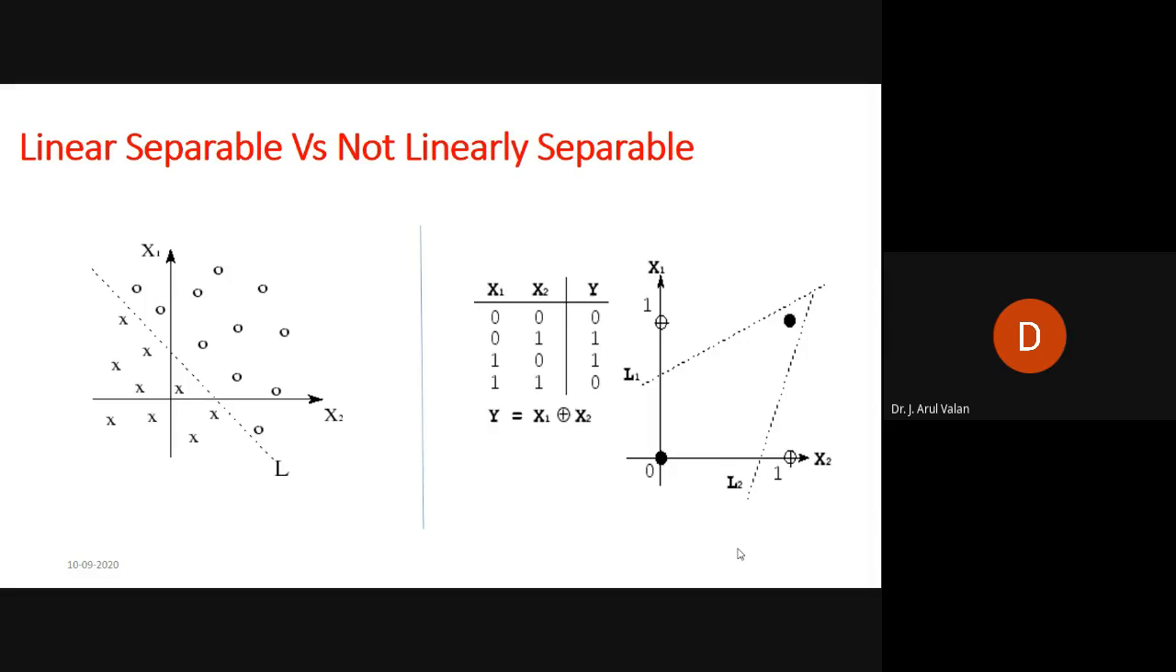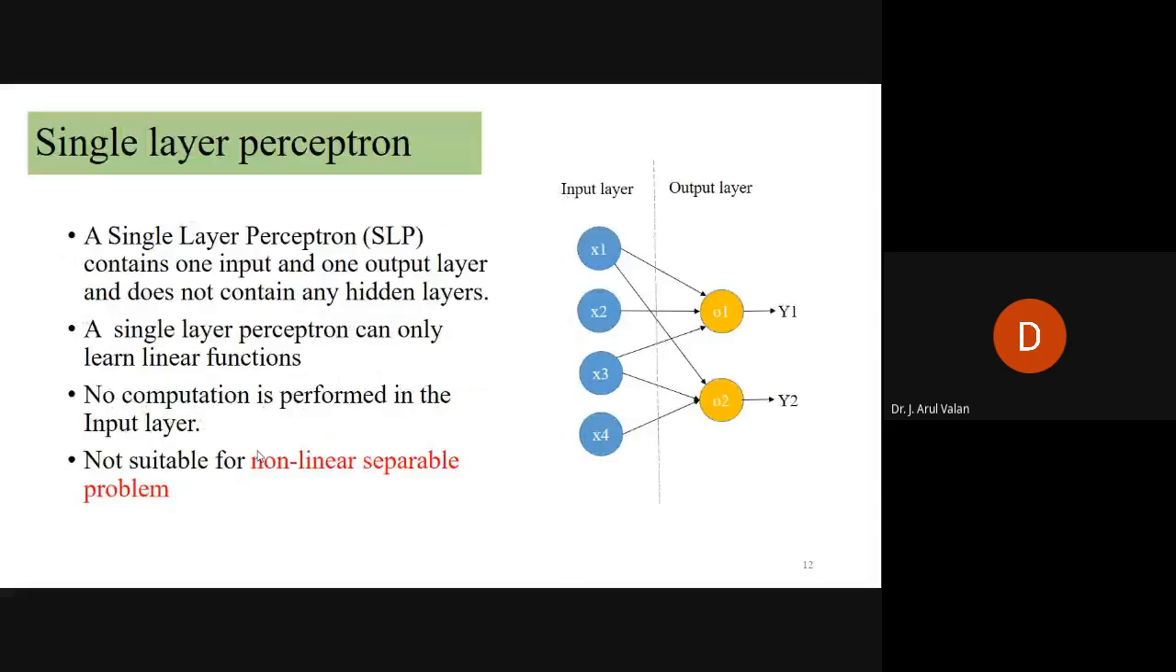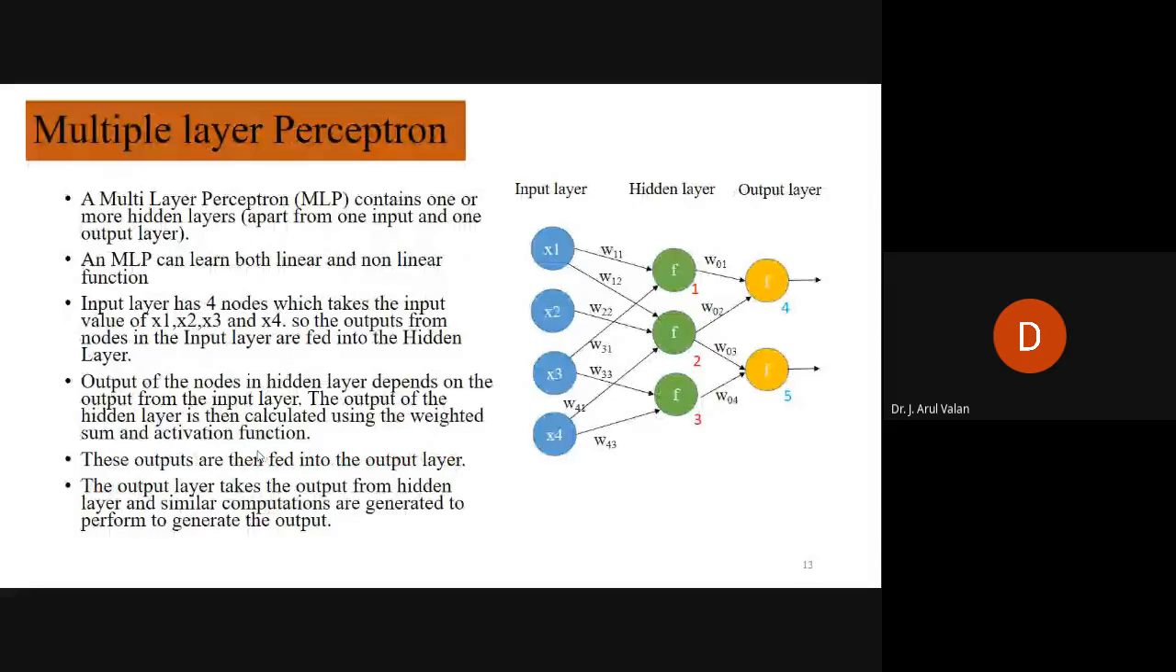Your single layer perceptron is used for the left-hand side diagram because there's no processing. Whatever data you input, you get the output. There's no internal process. But here we have to do something because it is a non-linear separable problem. So for these types of problems, mostly the multi-layer perceptron will work. So this is the multi-layer perceptron.